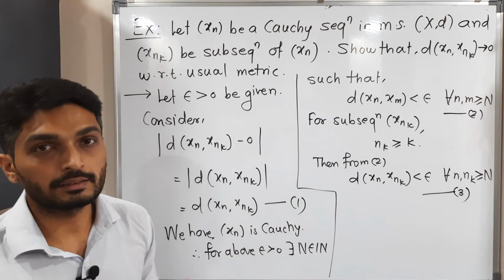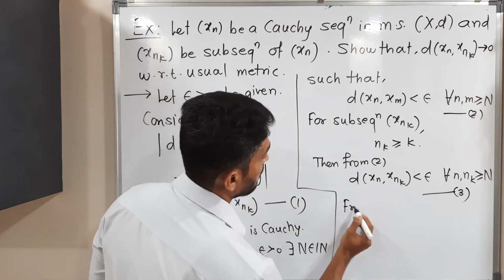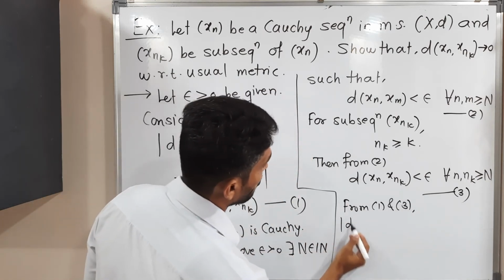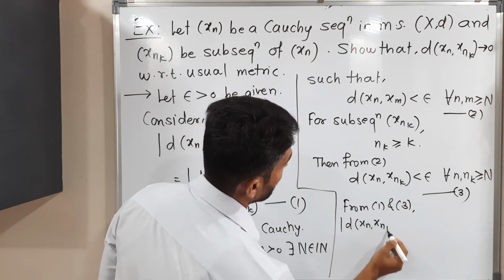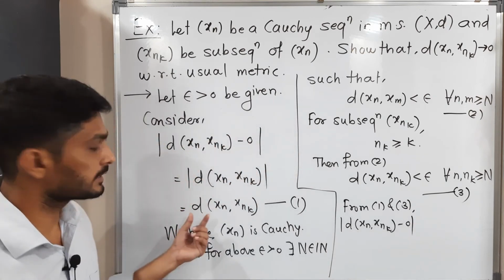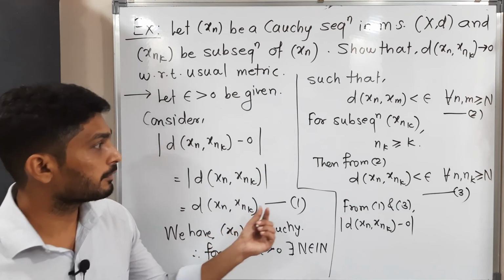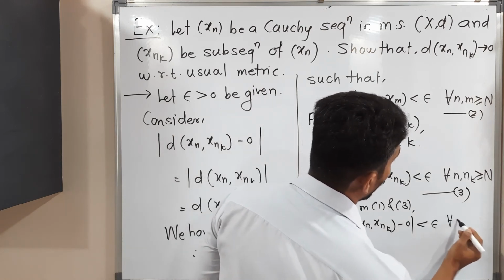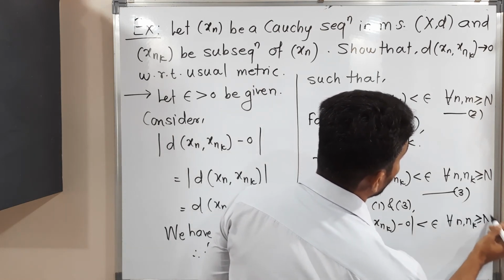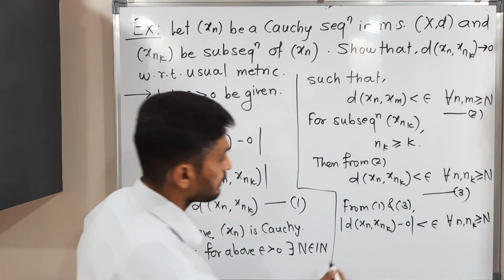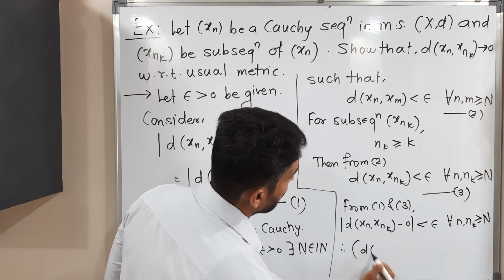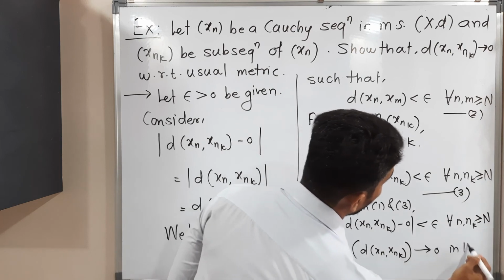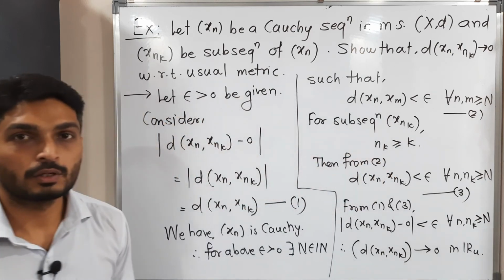If I combine 1 and 3, tell me what will I get? From 1 and 3, see this one, mod d of xn, xnk minus 0. We have proved that this is equal to d of xn, xnk, and we have proved that it is less than epsilon. So if I combine, we can directly write this is less than epsilon for all nk greater than or equal to capital N. Therefore d of xn, xnk converges to 0 in R with the usual metric. So in this way we proved.